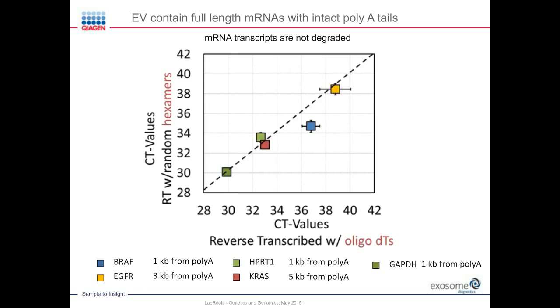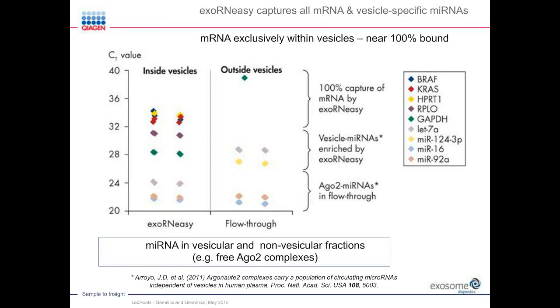On the next slide, what we're looking at here, we are comparing the RNA we isolate from the vesicles, from the fraction that binds to our membrane, and the fraction that does not bind to our membrane. So we took the column flow-through from the binding step, and we isolated RNA from that flow-through, as well as from the fraction that is retained on the membrane. And then we did a number of qPCR assays.